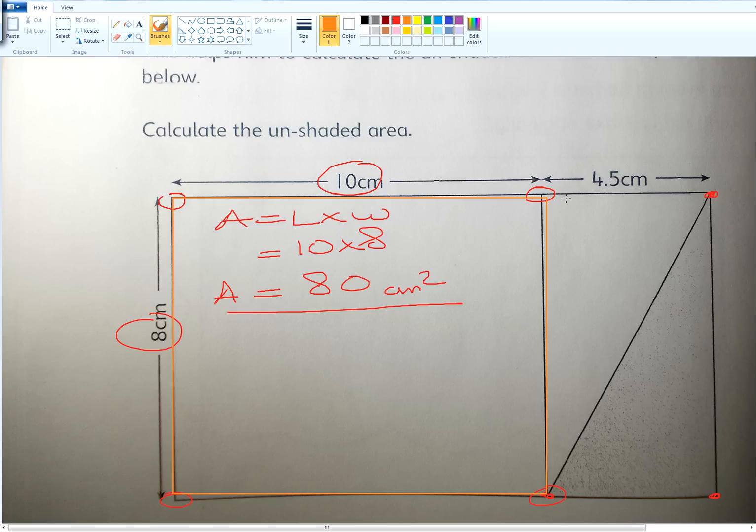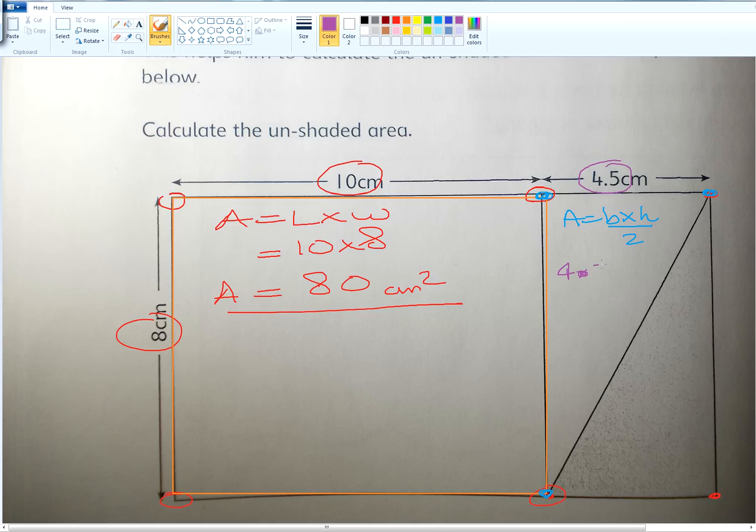Now we need to work out the area of this triangle here. The triangle is going to be defined by, let me put the corners back in, this corner, and this corner of this white triangle. Okay, so now the area of the triangle is equal to base times the height divided by 2. So the base is equal to 4.5, times it.